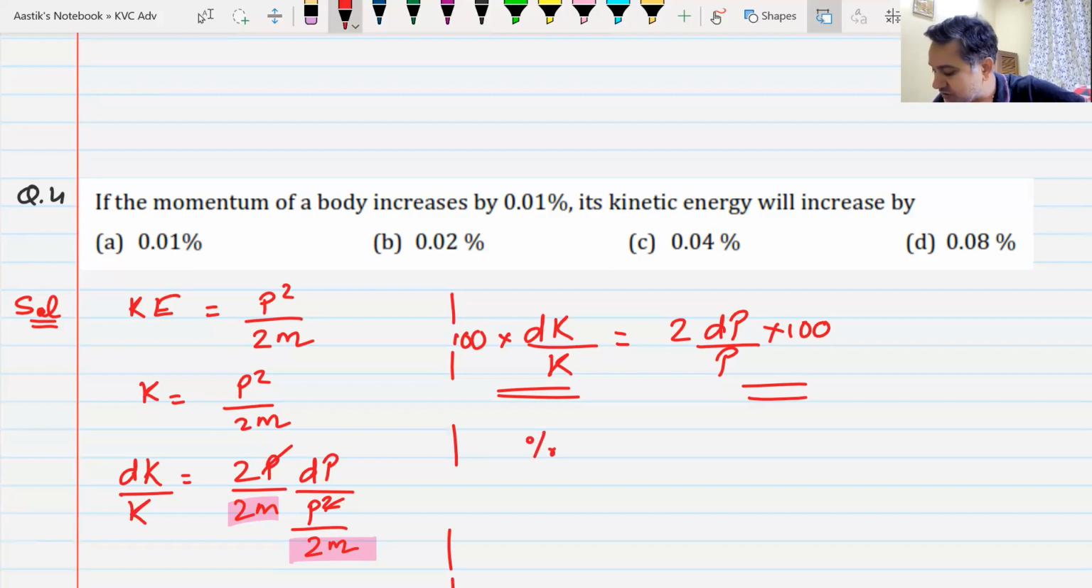So the percentage change of kinetic energy K will be 2 multiplied by 0.01.